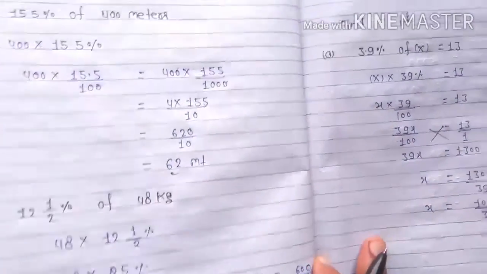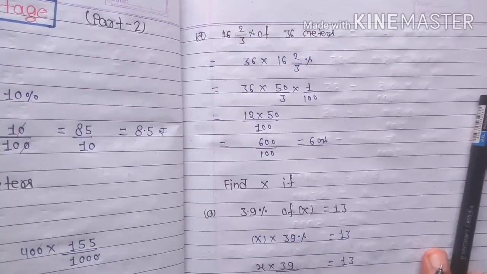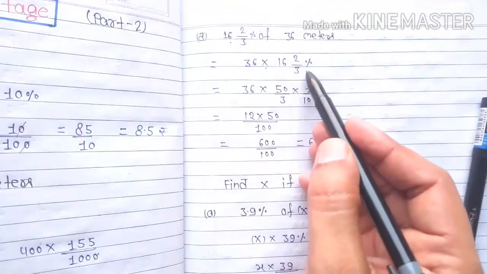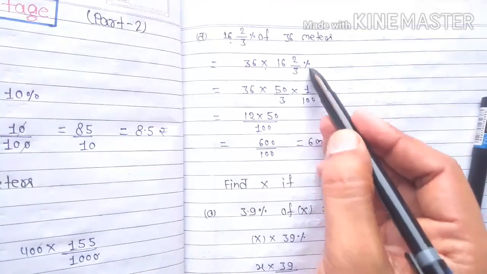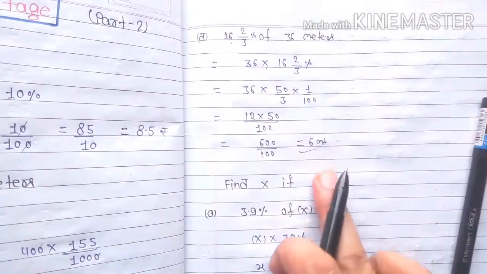The next one is 16 and 2 upon 3% of 36 meters. So 36 multiplied by 16 and 2 upon 3%. It will give you 50 upon 3, and percent means 1 upon 100. You can solve it and will get 6 meters.